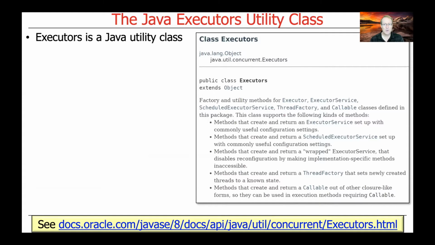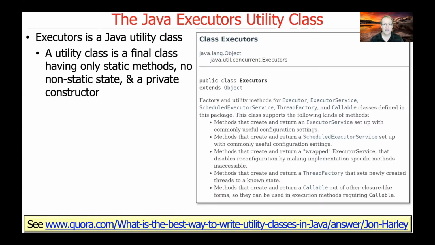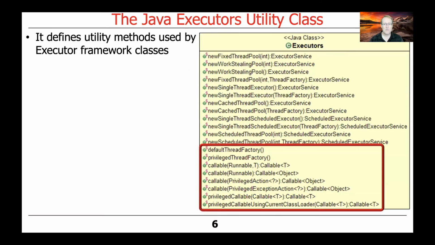Just a quick recap. I think you probably know this by now, but just to be complete, the Executors class is a so-called Java utility class. That's just a way of saying that it's a final class that's not intended to be extended. It only has static methods. It has no non-static state, and it also has a private constructor. So it's basically just defining a bunch of functions. And these functions are essentially utility methods that are used by various executor framework classes, as well as some factory methods.